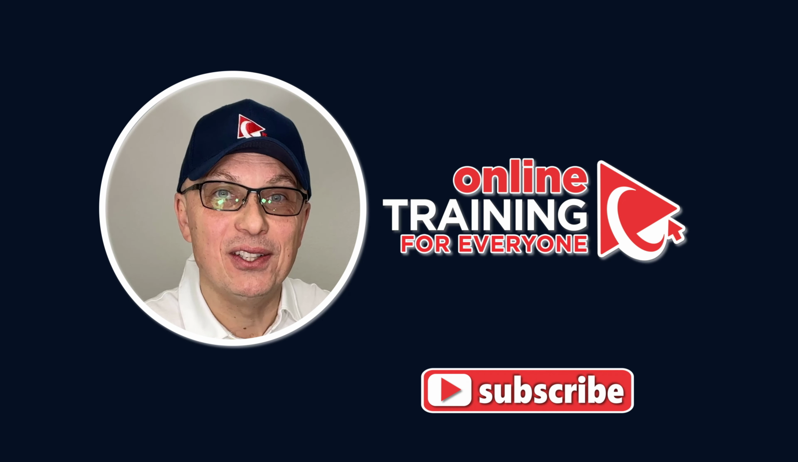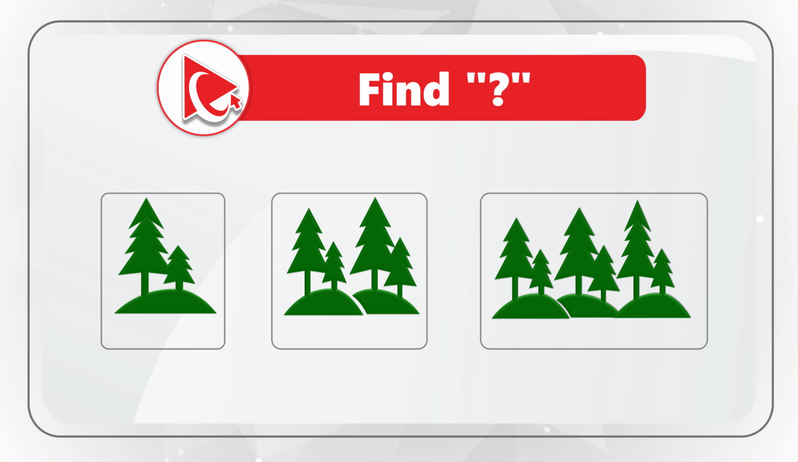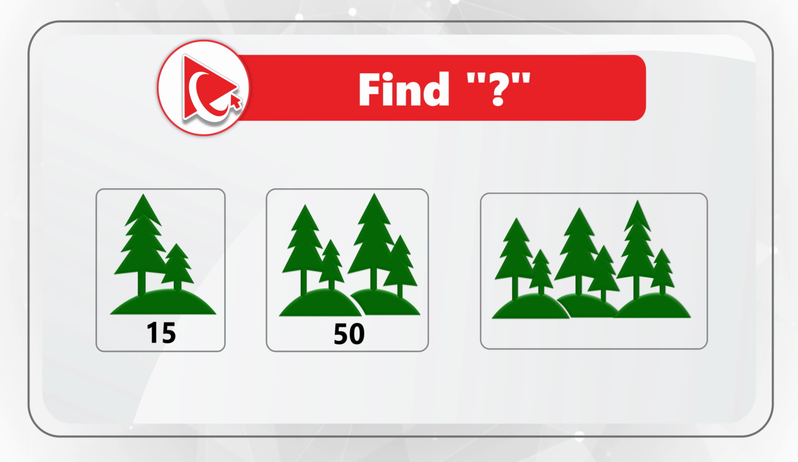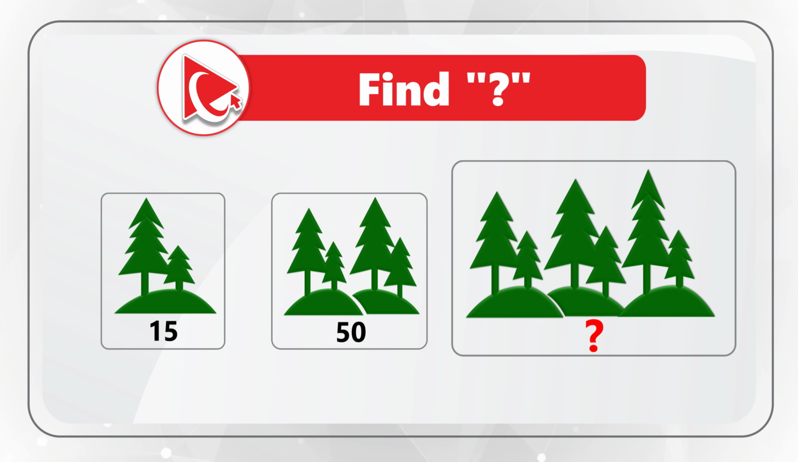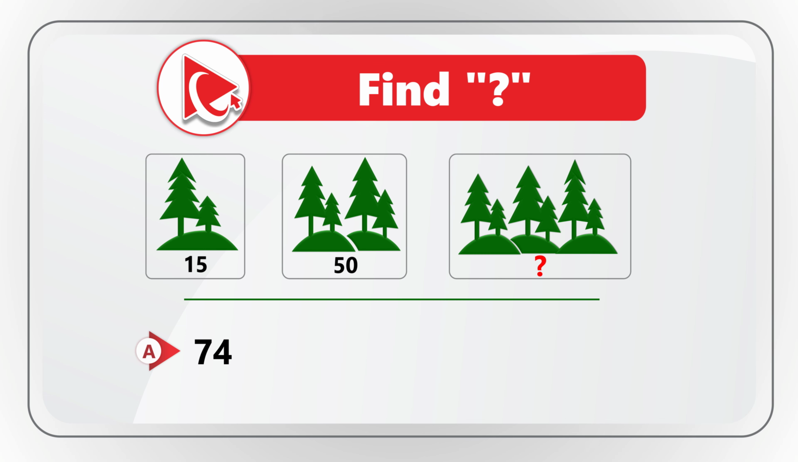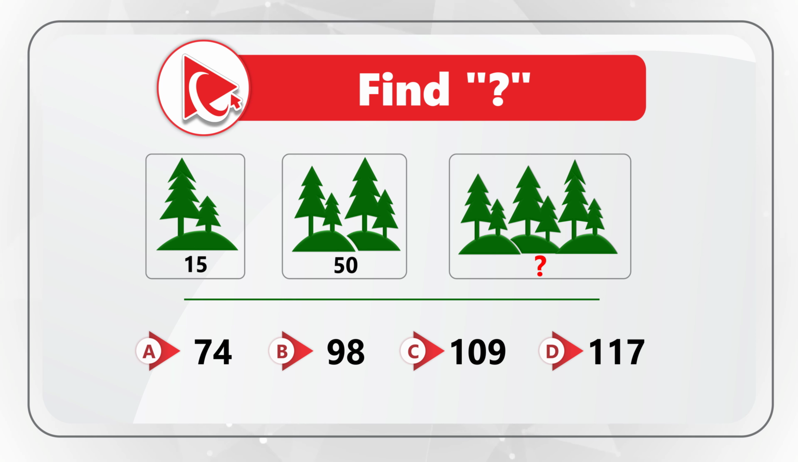Here's a tricky problem which you might find challenging to solve. You're presented with 3 images and you need to find the missing number. All 3 images have berms and evergreen trees on top of the berms. The first 2 images have the numbers 15 and 50 at the bottom, and the third image is missing the number and instead has a question mark, which you need to calculate and select out of 4 possible choices. Choice A, 74. Choice B, 98. Choice C, 109. And last but not least, choice D, 117.